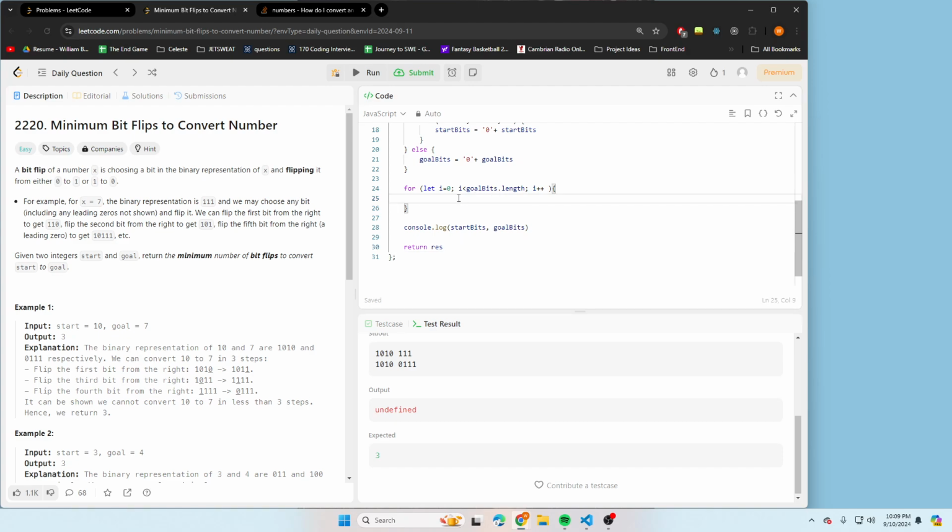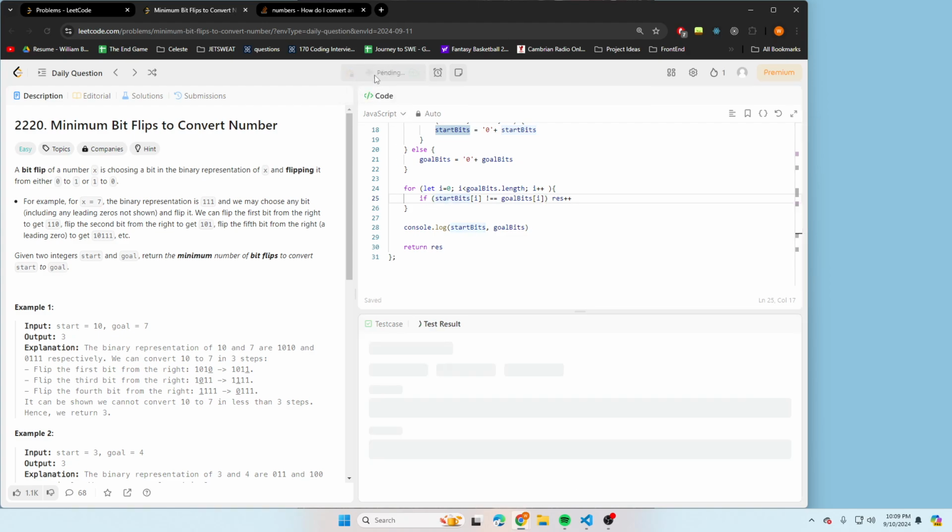But here, actually, I want to start from the end. Goal is the same, no? Front and the back is the same thing. So if I want to hit from here, this is the goal bits, right? If start bits of i is not equal to goal bits of i, I just want to result plus plus. But if it's the same, just pass it. Okay, that's it.